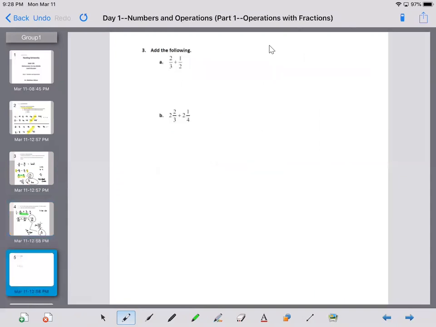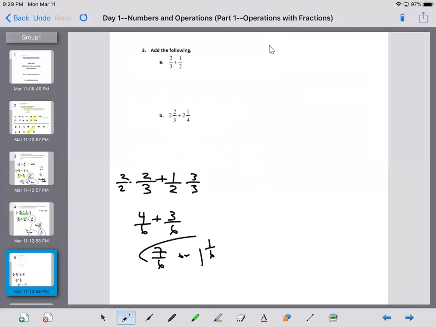So another example, so I've got 2/3 plus 1/2. The LCM would be 6. So we would multiply this by 2 divided by 2, and this one by 3 divided by 3. So this would give us 4/6 plus 3/6, or 7/6, or 1 1/6 as an answer.